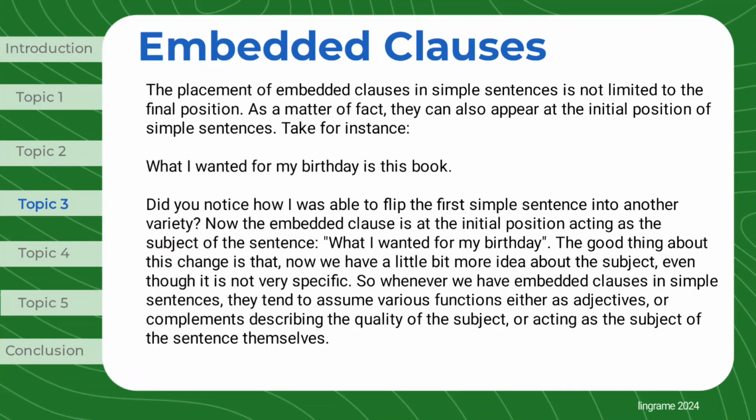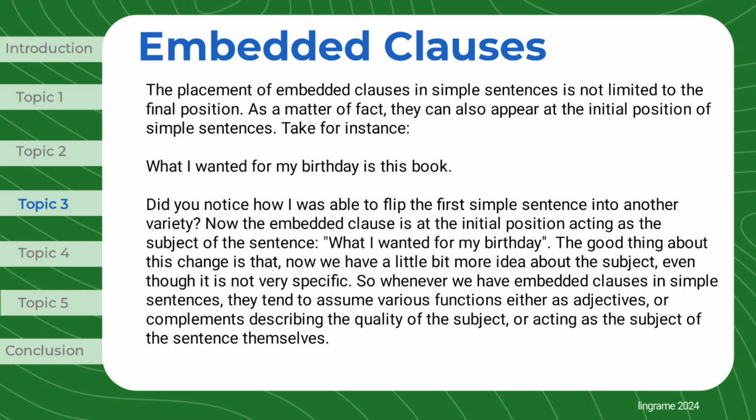The placement of embedded clauses in simple sentences is not limited to the final position. As a matter of fact, they can also appear at the initial position of simple sentences. Take for instance, what I wanted for my birthday is this book. Did you notice how I was able to flip the first simple sentence into another variety? Now the embedded clause is at the initial position acting as the subject of the sentence, what I wanted for my birthday. The good thing about this change is that now we have a little bit more idea about the subject, even though it is not very specific.